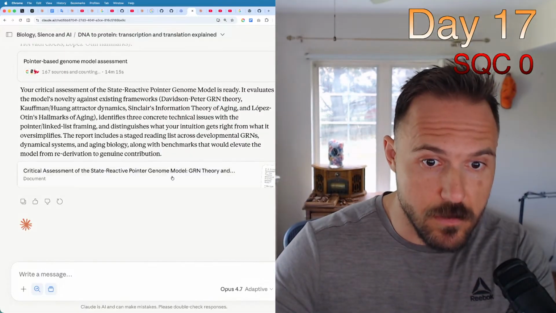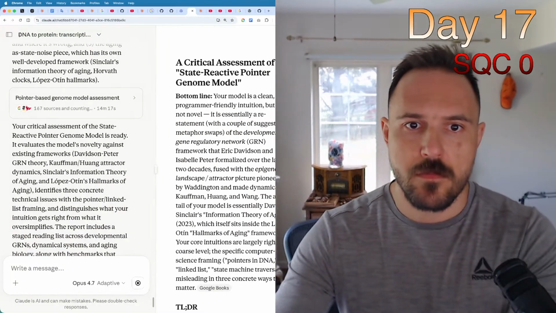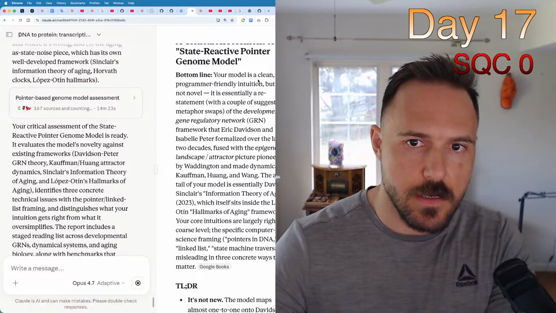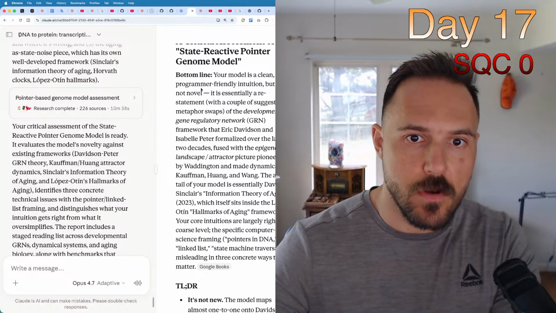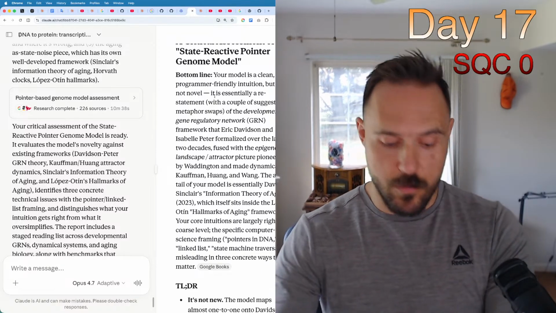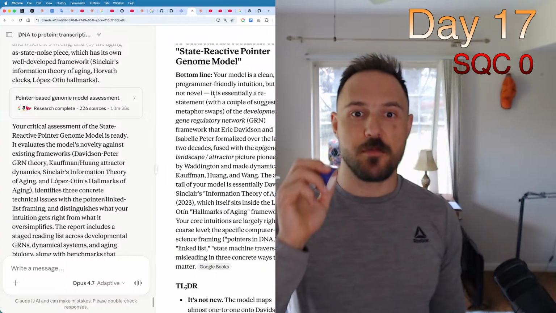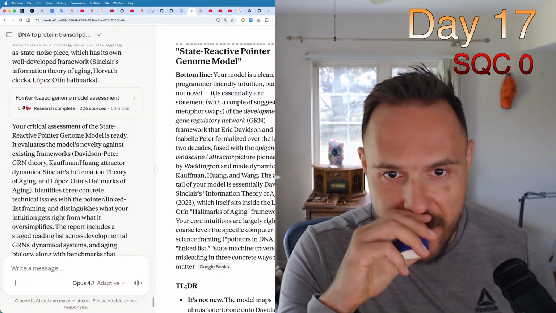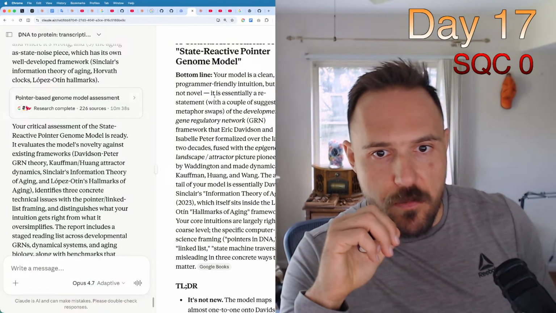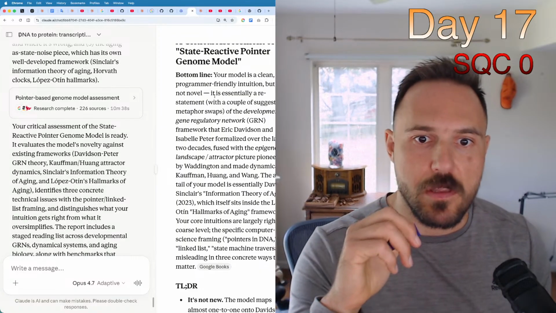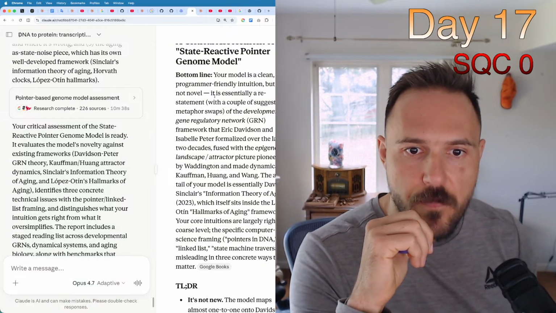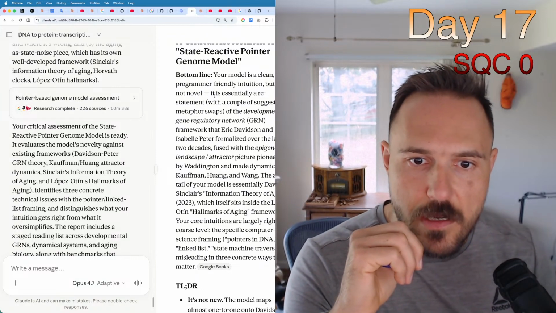The research is done. A critical assessment of the state reactive pointer model. Bottom line, your model is a clean, programmer-friendly intuition, but it is not novel. Whoa. But it's a clean programmer-level intuition. Complete. It's not novel, okay. It is essentially a restatement via a couple of suggestive metaphors of the Developmental Gene Regulatory Network, GRN, framework that Eric Davidson and Isabelle Peter formalized over the last two decades.